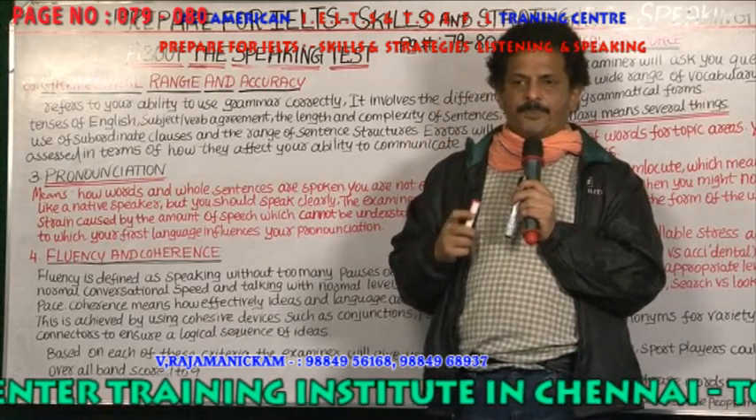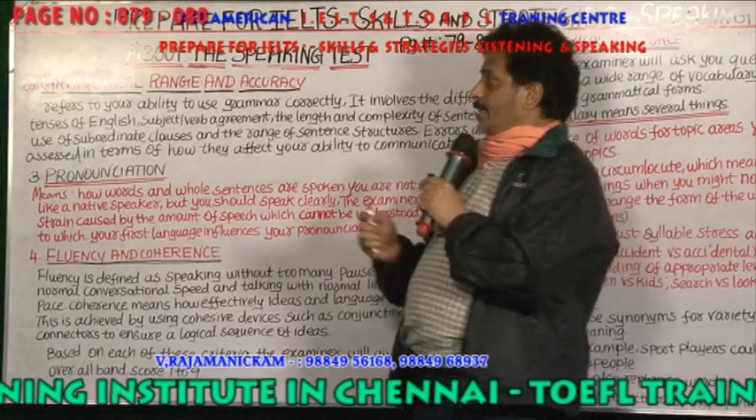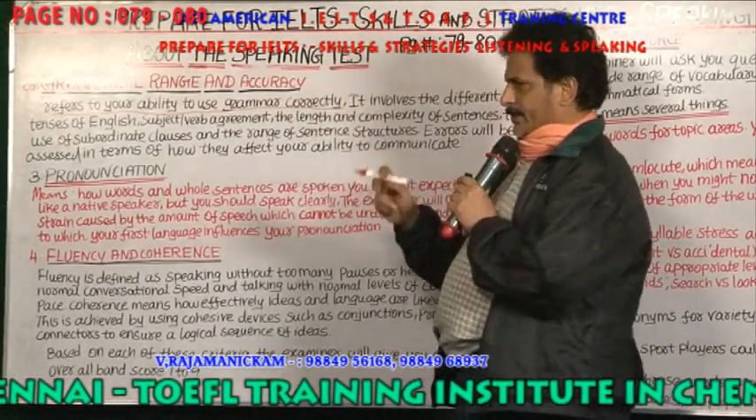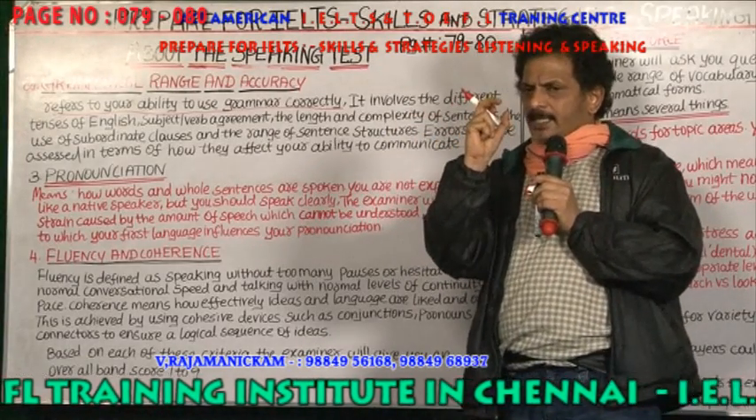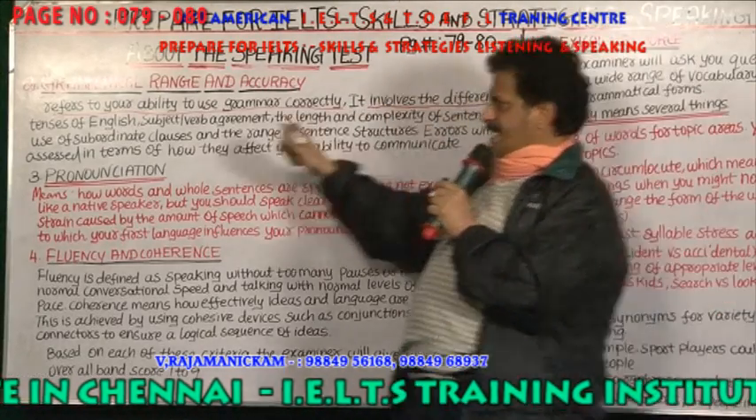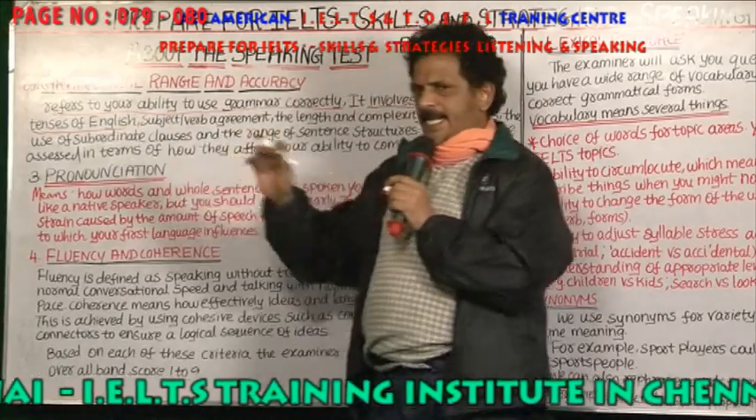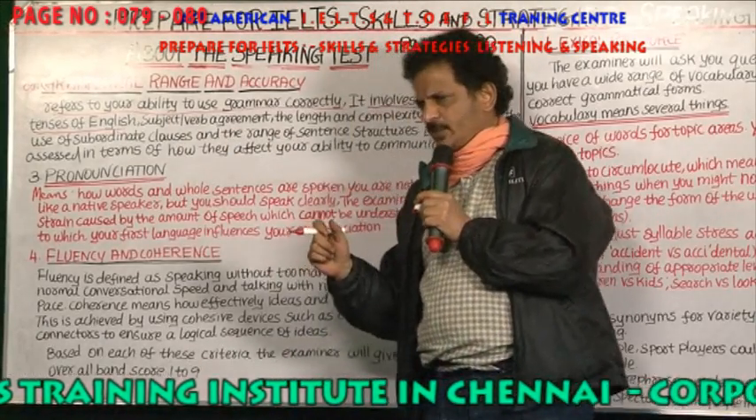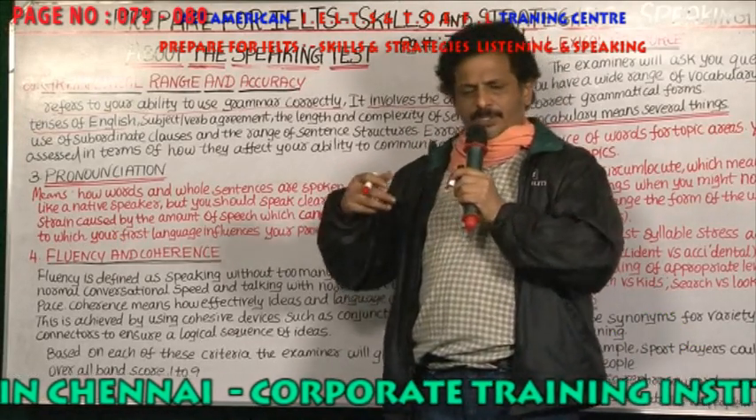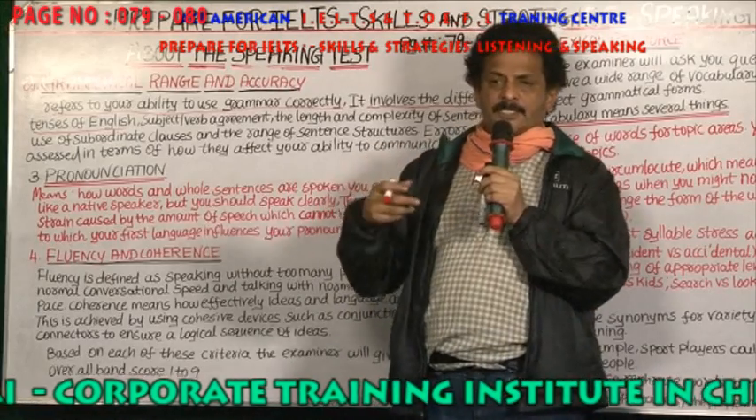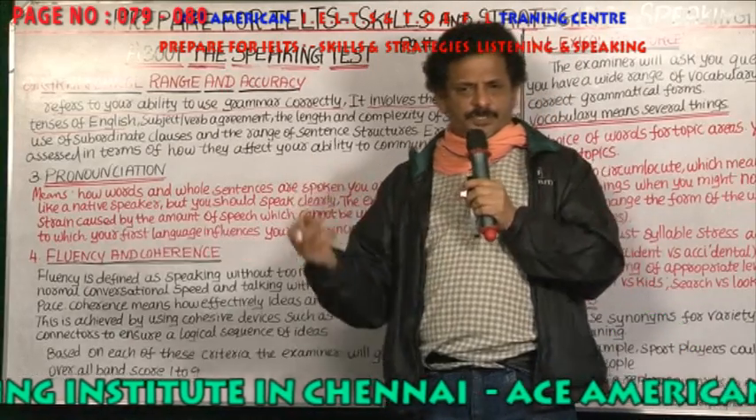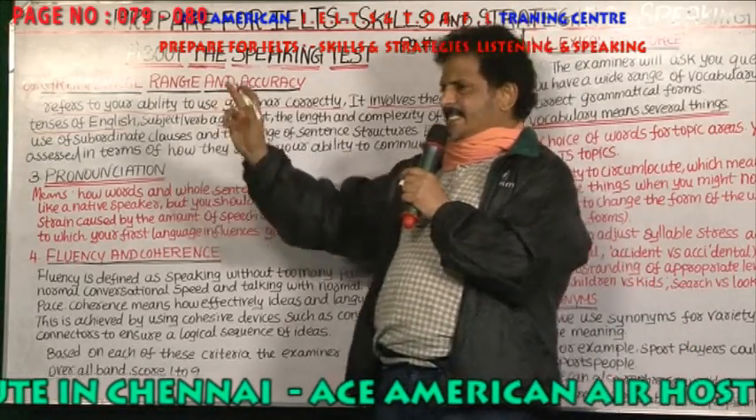They check your grammar. This refers to your ability to use grammar correctly, to check whether you speak grammatically correct English. It involves the different tenses of English. There are 3 tenses: present, past and future. In present, 4 divisions are there: ordinary present, present continuous, present perfect, present perfect continuous; past, ordinary past, past perfect, past perfect continuous; future, future continuous, future perfect. Are you using all these tenses?